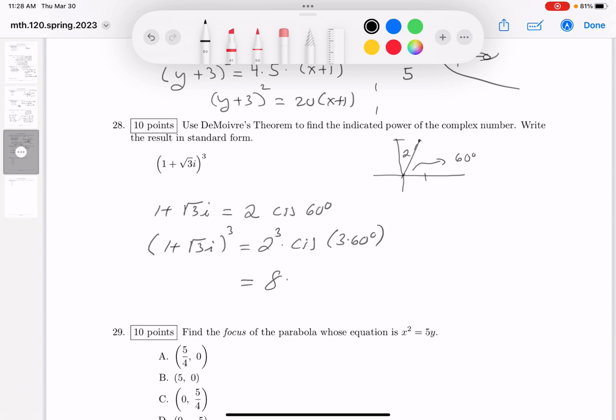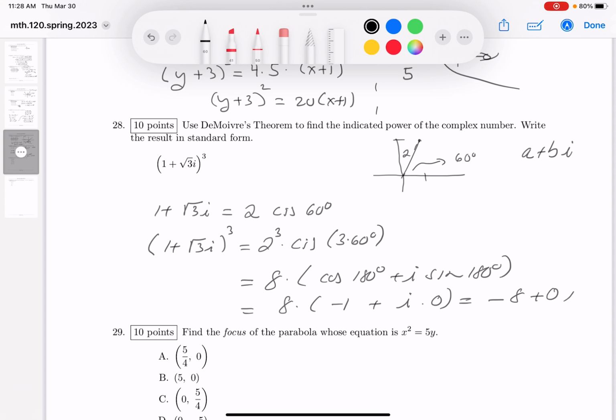So I got to do standard form, and standard form is going to be a plus bi. All right? Let's write this over here. So it's going to be cosine. Well, 3 times 60 is 180 degrees, plus i sine 180 degrees. We're almost there. What do you get? 8. What's the cosine of 180? It's minus 1 plus i times the sine of 180 is 0. So what do you have here? Minus 8. If you want, you can write down 0i if you like. You don't have to. It's just simply minus 8. So both answers are completely acceptable. All right, let's go to the next one.